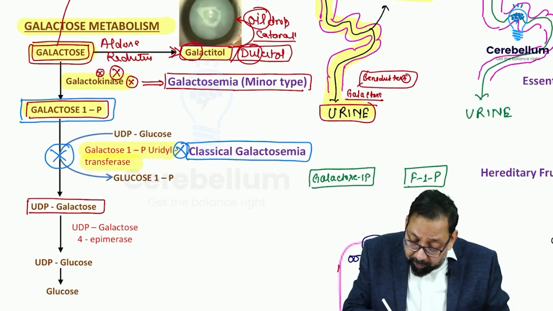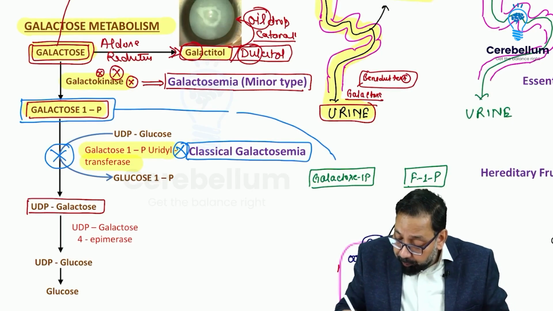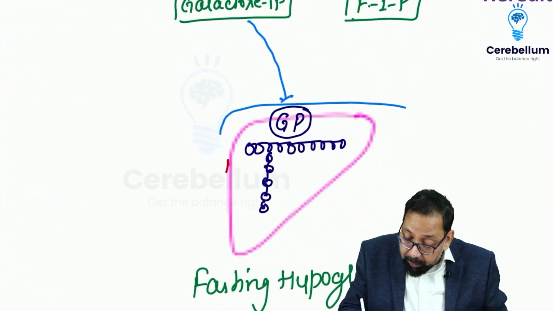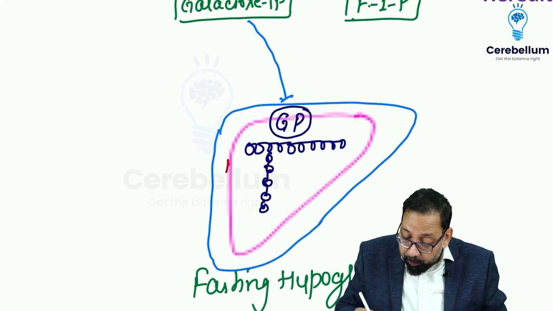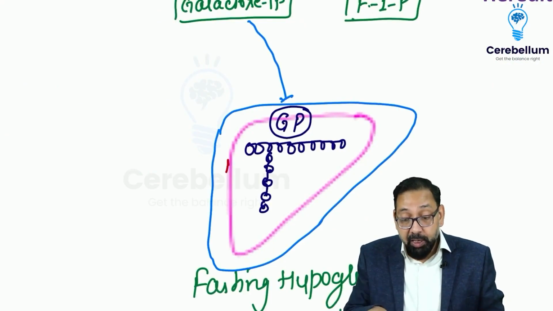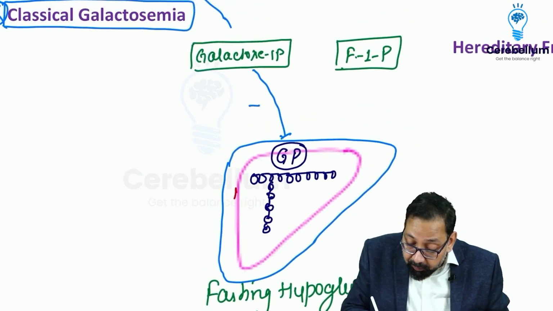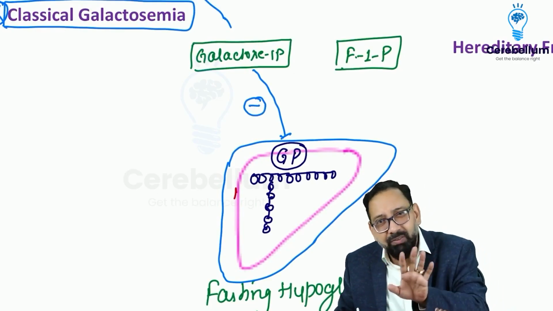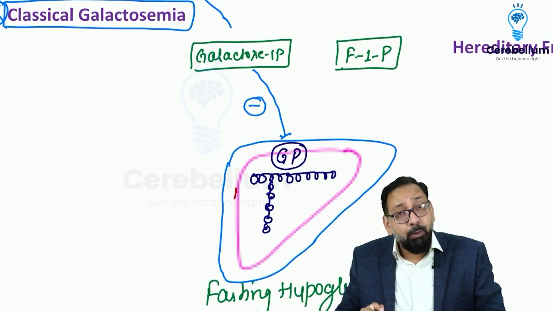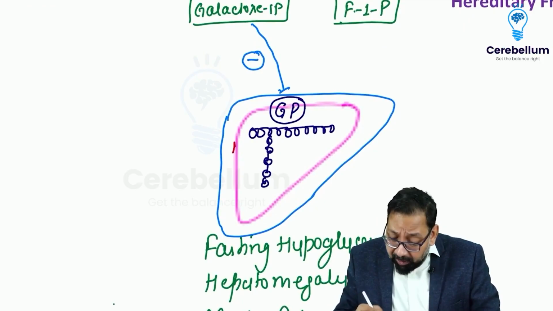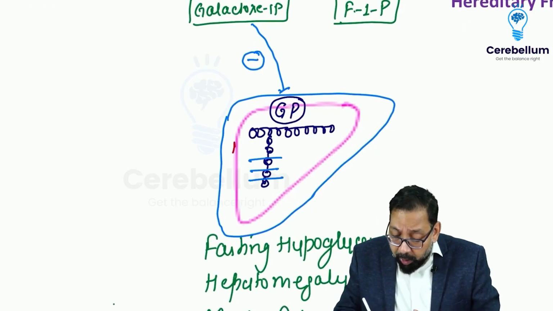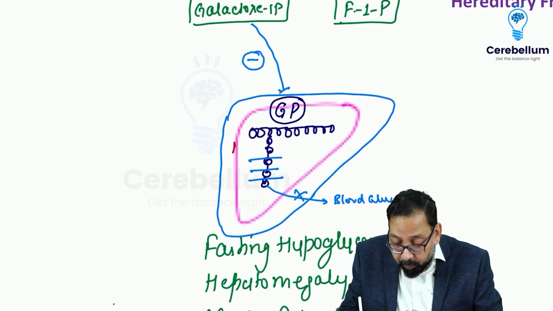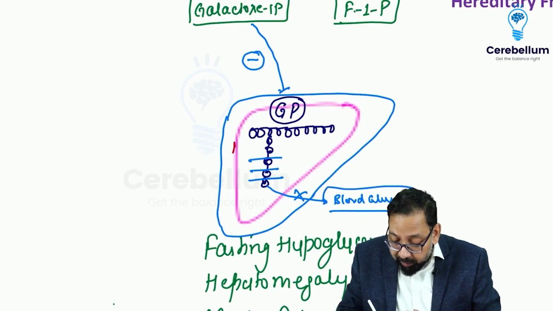This galactose 1 phosphate is an inhibitor of glycogen phosphorylase. You know, liver is having glycogen, and glycogen is broken down by the rate limiting enzyme glycogen phosphorylase. So we found that this galactose 1 phosphate is an inhibitor of glycogen phosphorylase. It inhibits indirectly. We are not concerned with the mechanism. So when glycogen phosphorylase is inhibited, glycogen will not be broken down, so it will not contribute to blood glucose. So blood glucose will not be maintained. That will lead to fasting hypoglycemia.